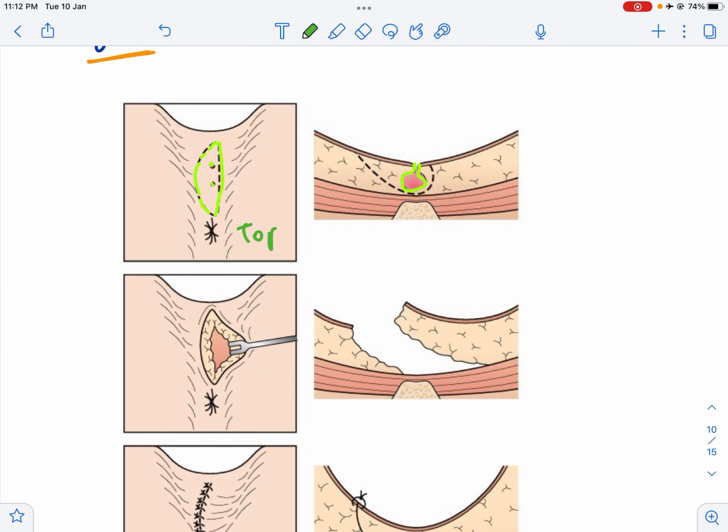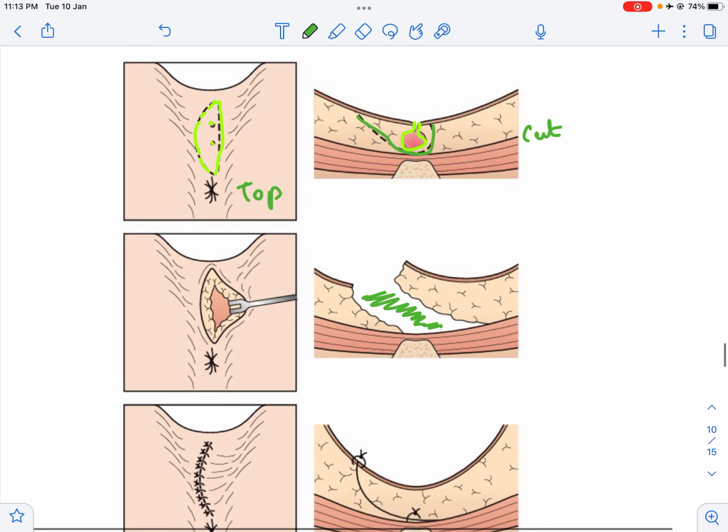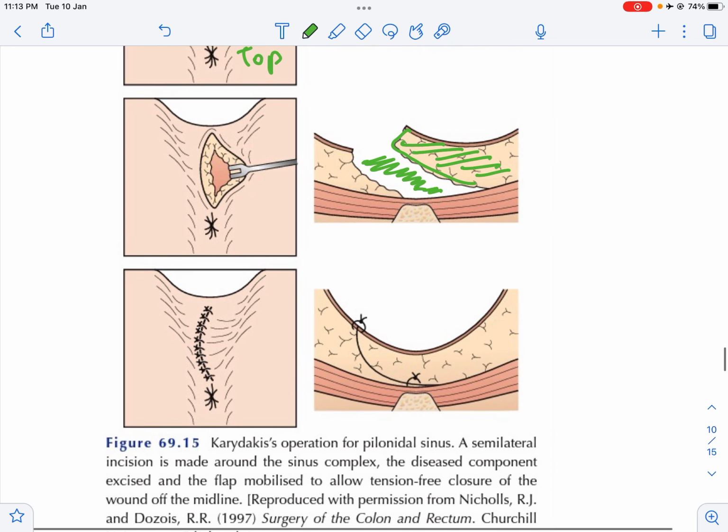This is a view from the top and this is a cut section. You make an incision, you have excised that, and you can see the gap over here. Now, this gap is closed via this flap. This is called a Karydakis flap.